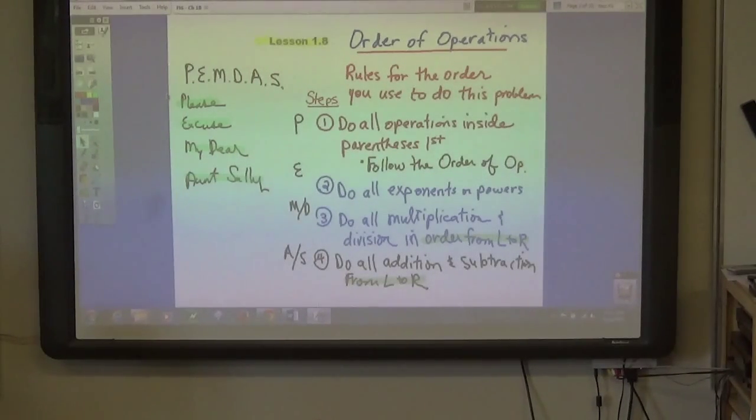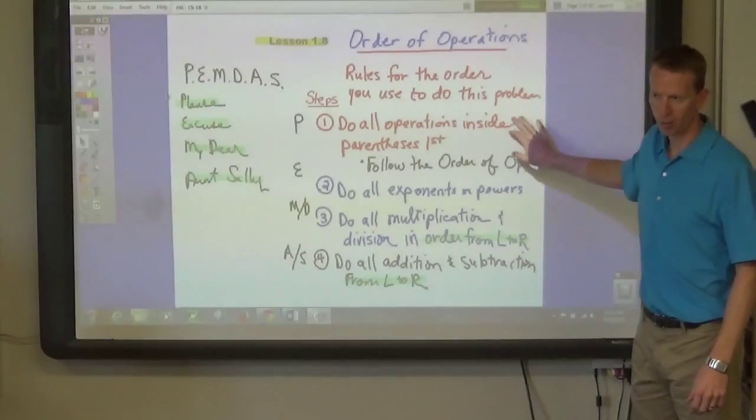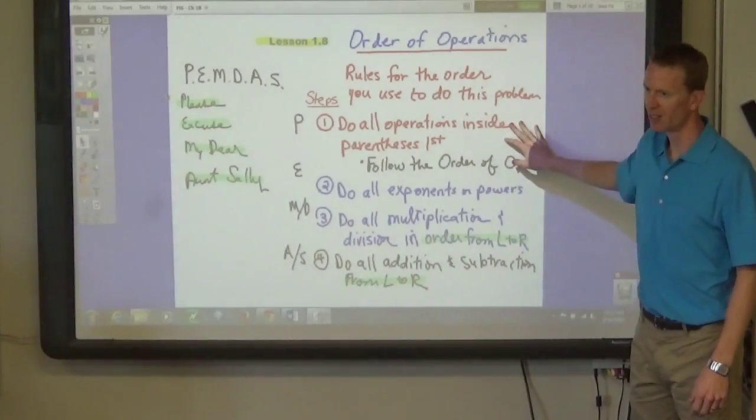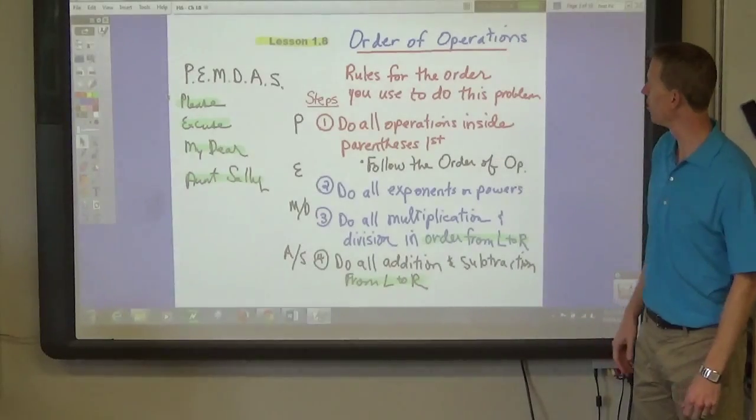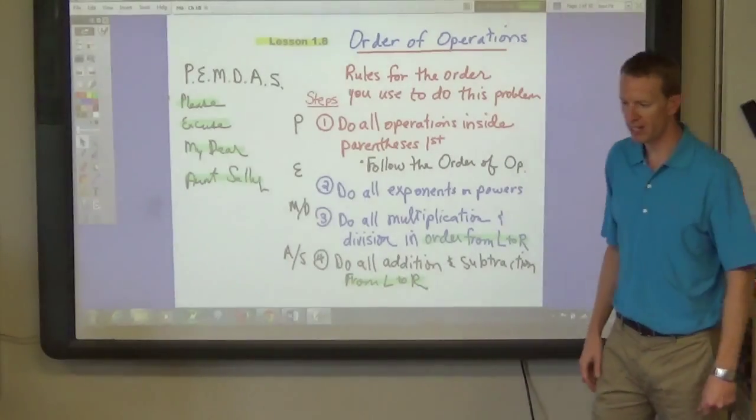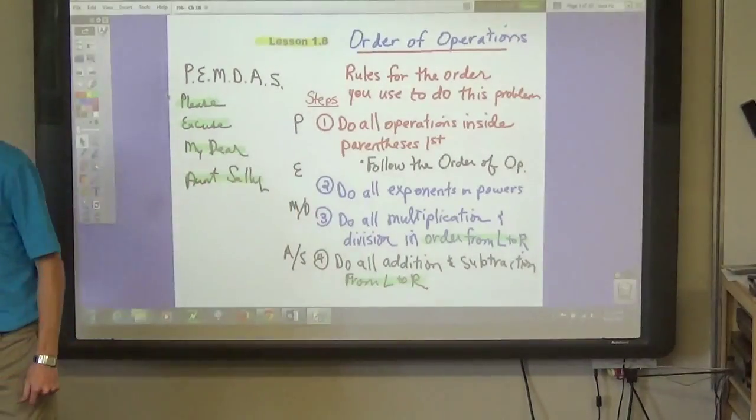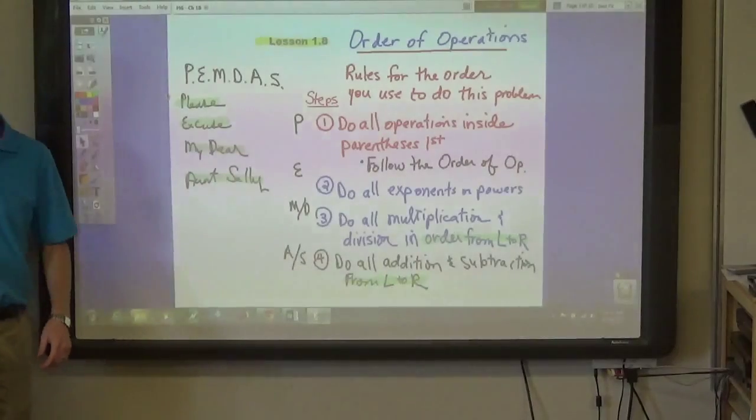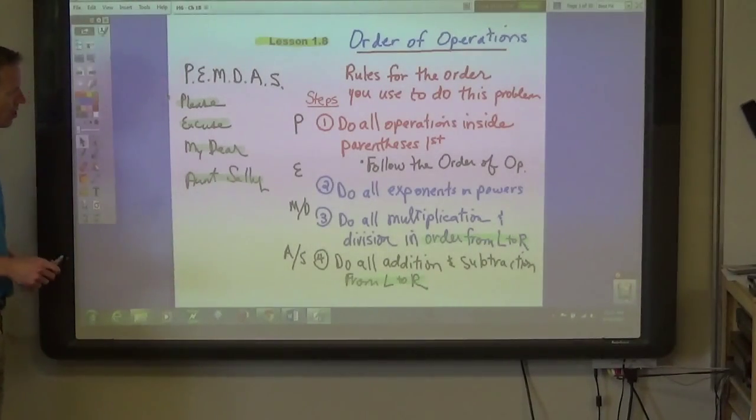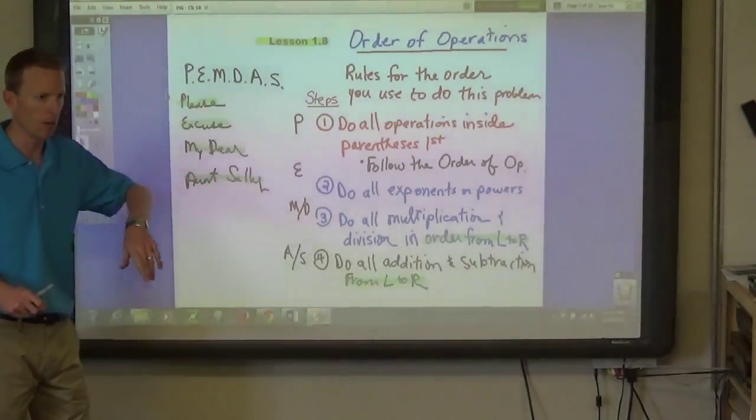Lesson 1-8. Sometimes in math, when you're doing math, there is more than one operation in the problem that you're doing. And so, there are some rules that you have to follow when you're doing problems like that. The rules are called the order of operations. One of my favorite things in math. The order of operations. So first write down the steps, and then we're going to talk about them.